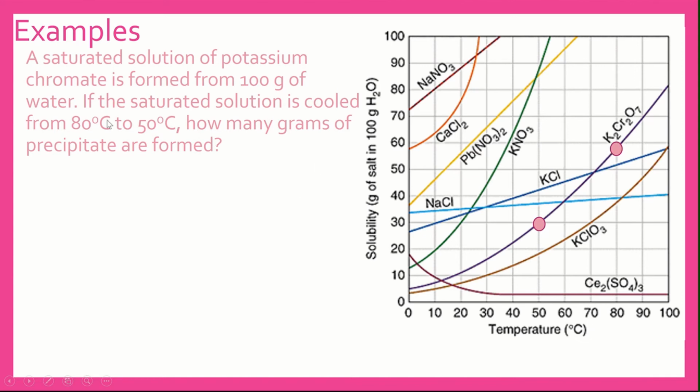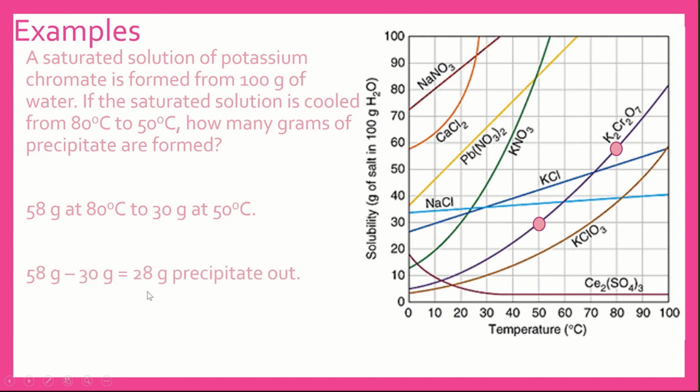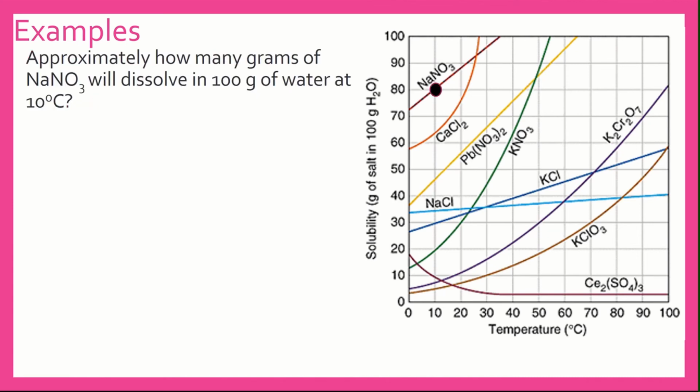So at 80 degrees, we can dissolve just under 60 grams. So I'll call it 56, 57, 58, somewhere in that value. If we drop the temperature down to 50 degrees, we're now here around 30 grams. So 58 grams at 80 degrees, 30 grams at 50 degrees. So we subtract the two, and we're going to guess about 28 grams should precipitate out. 28 grams should become undissolved. The word for that is precipitate.